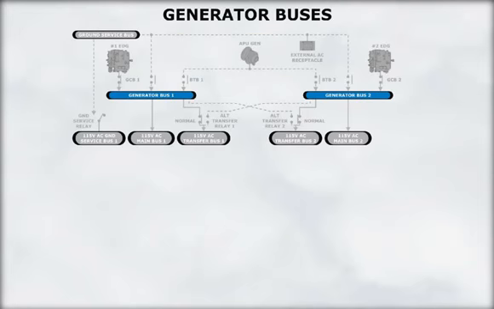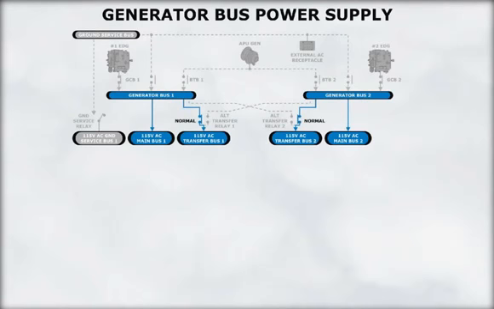Now, let's examine the power distribution from the generator buses. Generator bus number 1 powers main bus number 1 and transfer bus number 1. Generator bus number 2 powers main bus number 2 and transfer bus number 2.